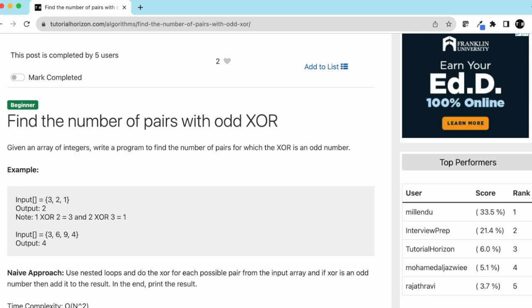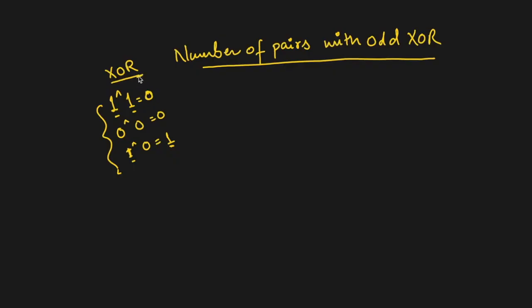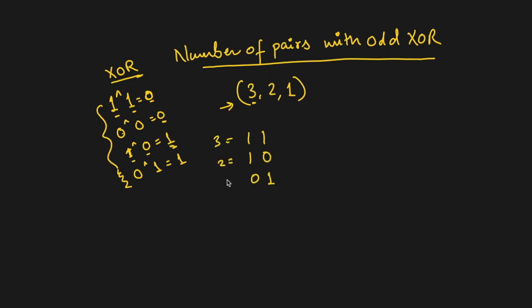Okay, where is our blackboard? Yeah, so first the XOR properties. So 1 XOR 1 is 0, and 0 XOR 0 is 0, and 1 XOR 0 is 1. Similarly, 0 XOR 1 is 1. So yeah, we'll use this property. So let's say we have the array 2, 3, 1. The binary representation of 3 is 1, 1. For 2 it is 1, 0, and for 1 it is 0, 1.